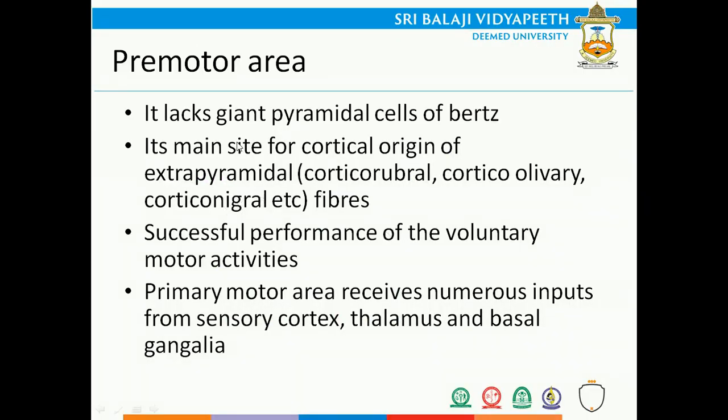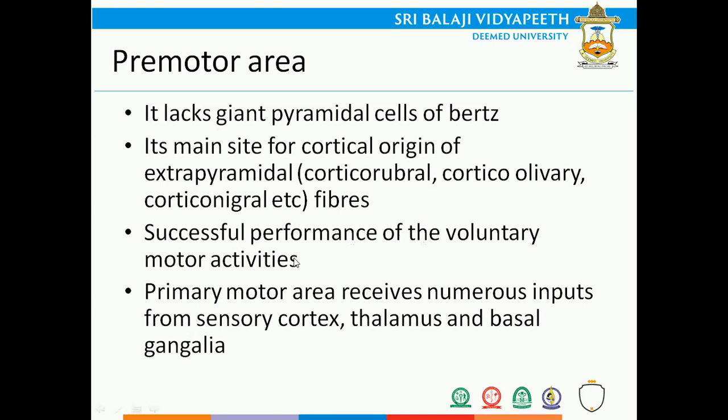So the premotor cortex is lacking a large amount of giant cells of Betz, which are the main site for the cortical origin. But here it is going to be the site of origin for all the extrapyramidal tracts. The primary motor cortex was the site of origin for the corticospinal and corticonuclear tracts, which are otherwise called the pyramidal tracts. The extrapyramidal tracts like the cortico-rubral, cortico-olivary and the cortico-nigral fibers take their origin from the premotor area.